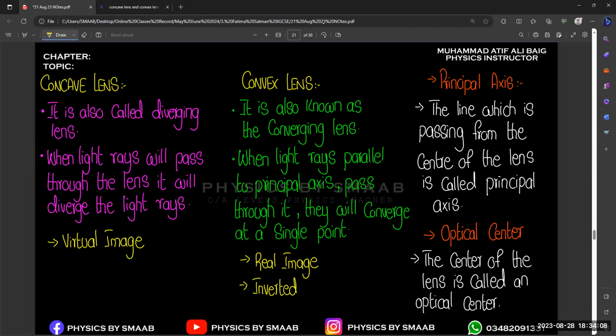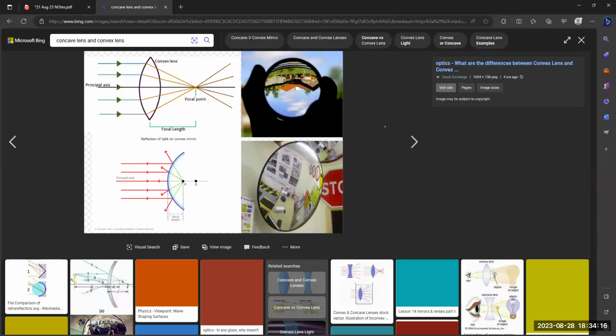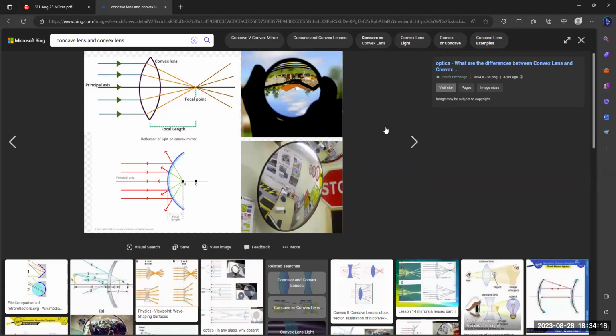Basically, real means you can see it. If we take the example of a convex lens, the picture is very much clear in the lens, right? But it is only inverted. But if we compare it with the concave lens, let's suppose we are using the concave lens in place of the convex, you will get no image through the lens. So that is the concept of virtual image.